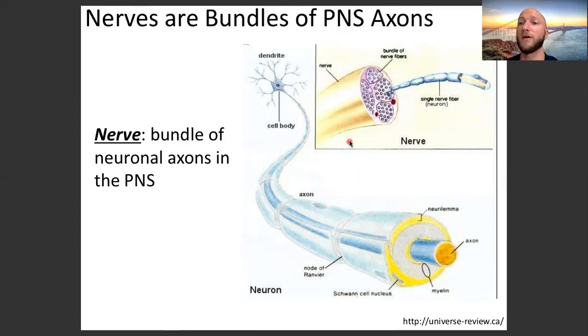Some nerves are only motor nerves, so they only contain efferent fibers. Some only contain sensory fibers. The lateral femoral cutaneous nerve is only sensory, it only has afferent fibers. Some nerves are mixed nerves. They contain afferent and efferent fibers. The sciatic nerve contains both afferent and efferent fibers. So a nerve is a bundle of neuronal axons in the peripheral nervous system.